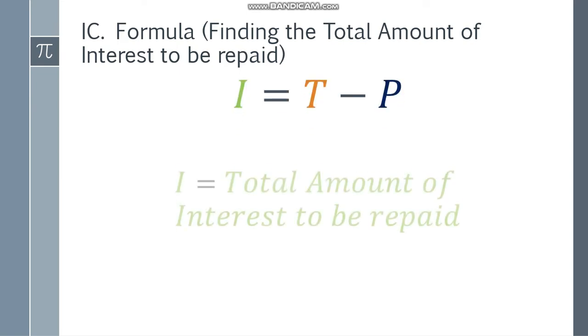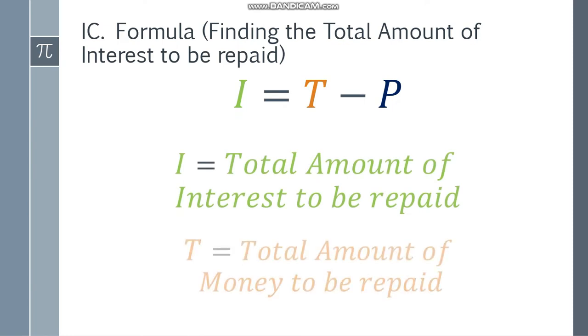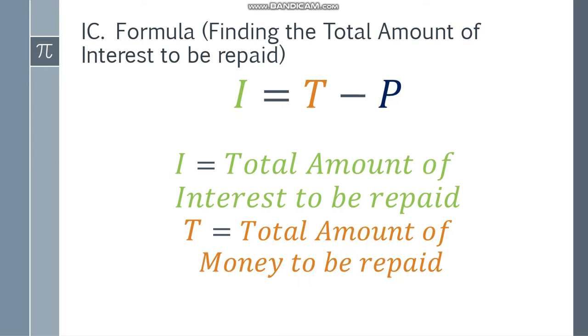And also, this might be asked, what's the total amount of interest to be repaid? So the formula for that one, that will be I is equal to T minus P, where I is equal to the total amount of interest to be repaid, T will be the total amount of money to be repaid, and P will be the principal.